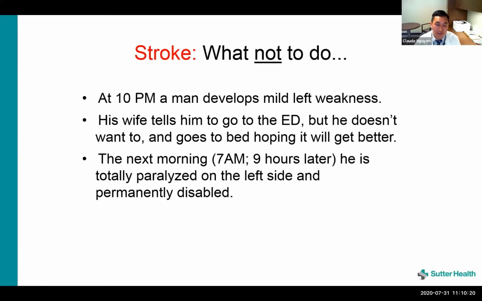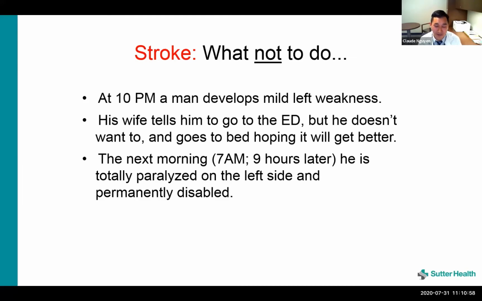The next morning, unfortunately, when he wakes up, he finds that he's totally paralyzed and unable to move the left side at all. By that time, certainly we still want him to go to the hospital, but it may be too late for certain treatments and he may be left permanently disabled. This is a scenario that we hear not too infrequently, and the message there is, of course, to get help as soon as possible. And the second message is, listen to your spouse or significant other.